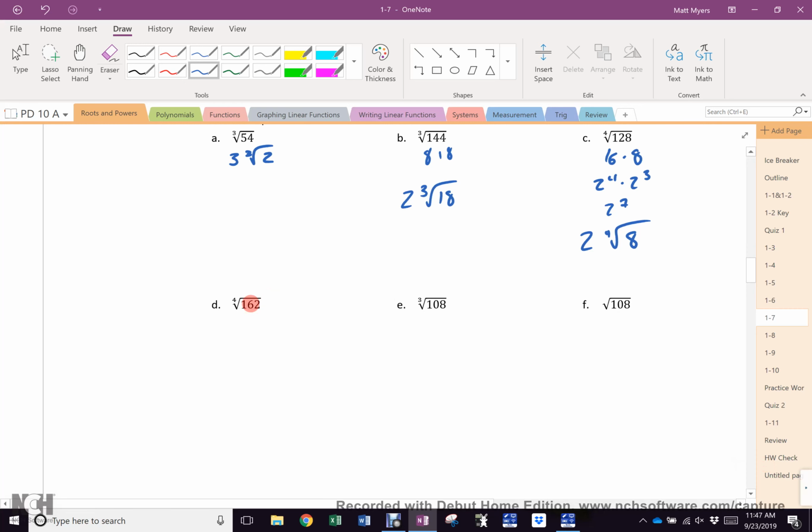Down here, this is, of course, 81 times 2. 81 is 9 times 9, which gives you 3, 3, 3, 3. That is 3 4th root 2. That is, of course, 27 times 4. 27 has a cube root, 3 cube root 4.